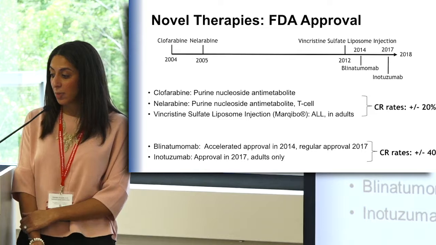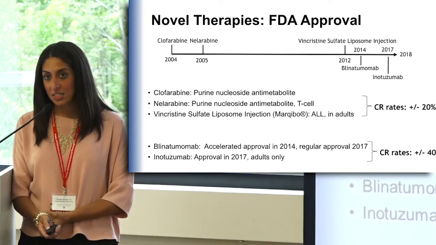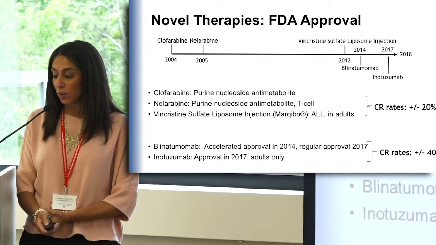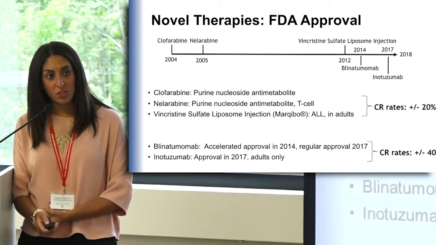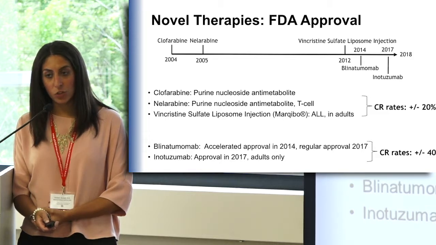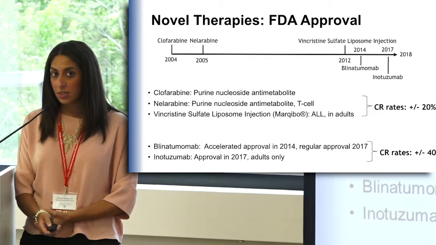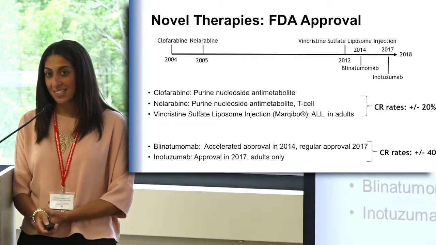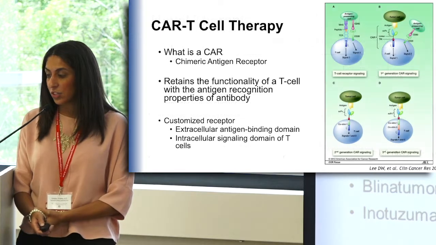And then inotuzumab comes on the scene as a CD22 antibody in 2017, and did receive FDA approval for that. However, that is only in the adult setting. Phase 2 trials are currently underway through the Children's Oncology Group to also get that indication for pediatric ALL. So work is being done. It is a very exciting time to be a young investigator in leukemia and to take part in these trials.